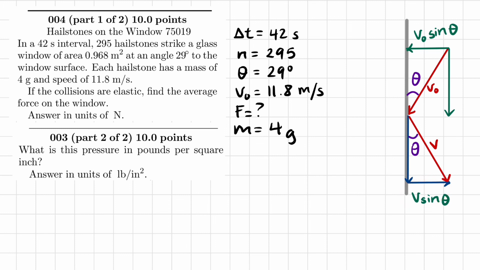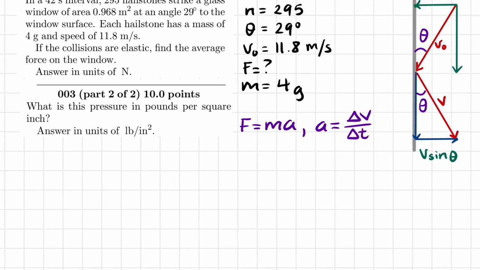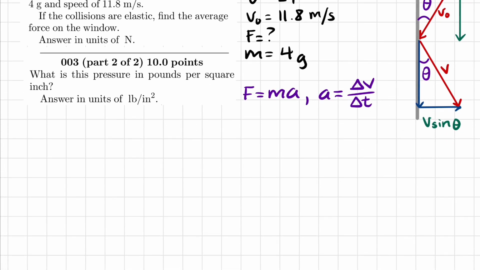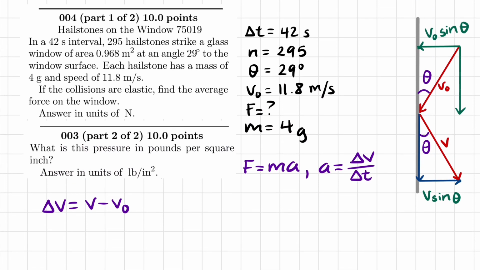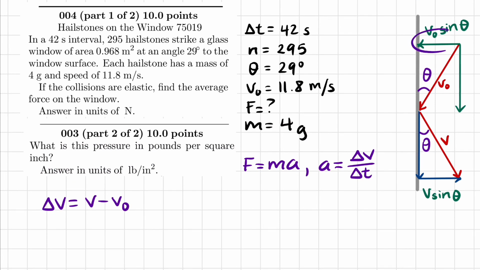Also, we learned from Unit 2 that the simplified version of Newton's second law of motion is just force equals mass times acceleration, and we know that acceleration is the change in velocity divided by change in time. For our case, change in velocity is going to be final velocity minus initial velocity. Now let's use the relationship we just discussed about these two vectors.